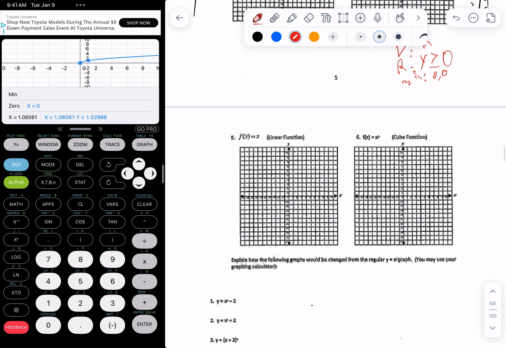Okay, let's graph the linear function. That also is just a diagonal line. The domain and the range are all real numbers. The x and y intercepts are (0, 0), and there are no asymptotes. Okay, now the cube function.